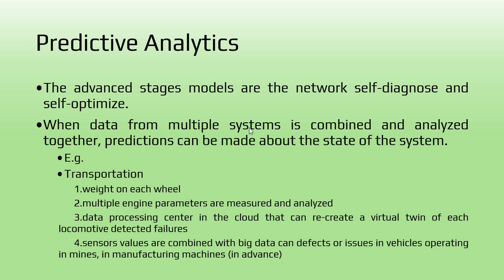When data from multiple systems is combined and analyzed together, predictions can be made about the state of the system. For example, in transportation, weight on each wheel and multiple engine parameters are measured and analyzed. A data processing center in the cloud can recreate a virtual twin of a locomotive and detect failures. Sensor values combined with big data can reveal defects or issues in vehicles operating in mines, or in manufacturing machines, in advance. This is one example of predictive analysis.